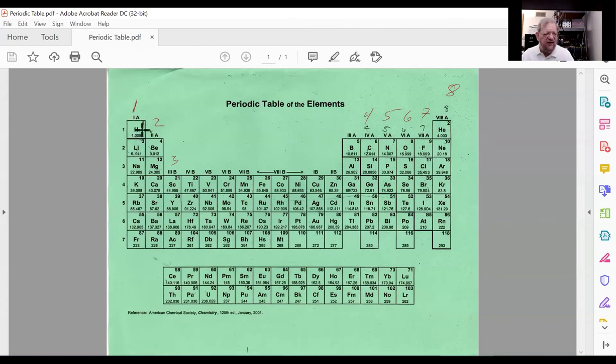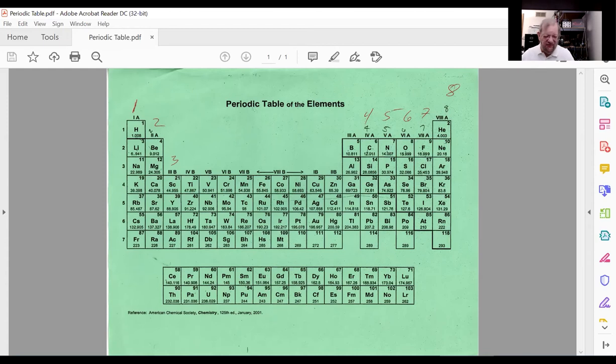In this case, everything in this column has one valence electron. In this column, two. We go over here, carbon, four valence electrons. This column, five, is both Roman numeral, which I learned a couple of years ago, not all students know. V is five, VI is six, seven, eight. And every element in that column, that's the number of valence electrons. You never have more than eight valence electrons, never less than one.